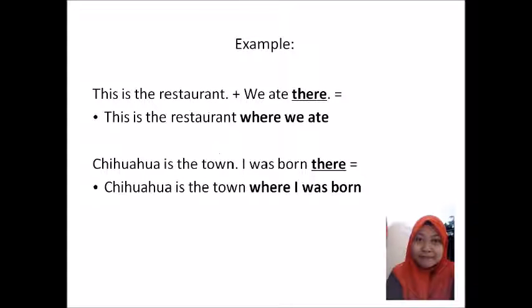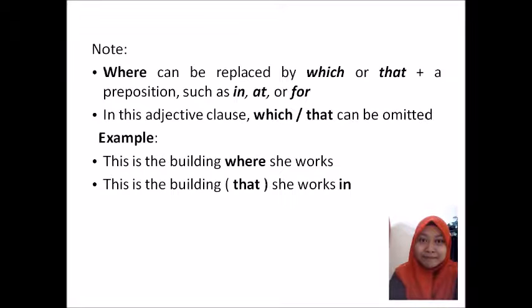For example, this is the restaurant plus we ate there. The full sentence with where is: this is the restaurant where we ate. Next, Chihuahua is the town. I was born there. The full sentence with where is: Chihuahua is the town where I was born. These two sentences can use the word where because of the existence of the word there, as we know that where can replace the word there.